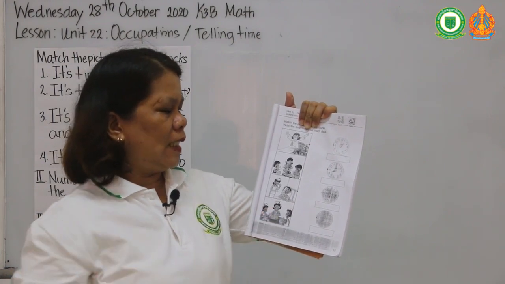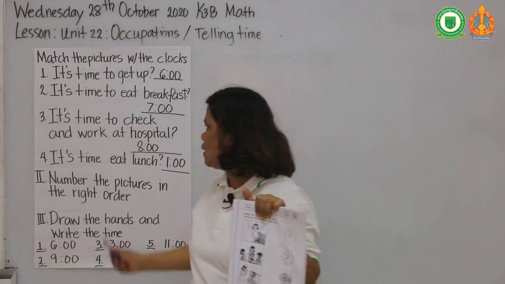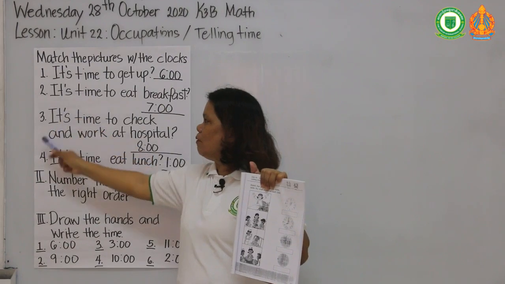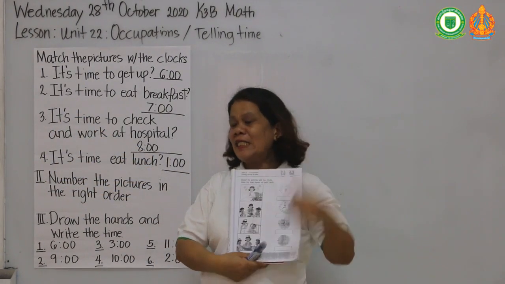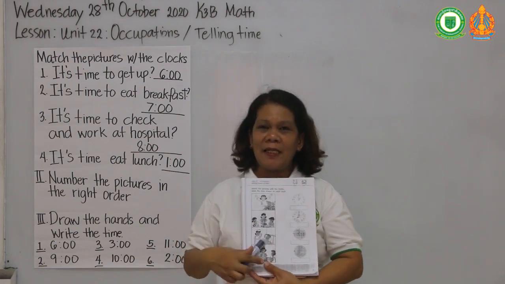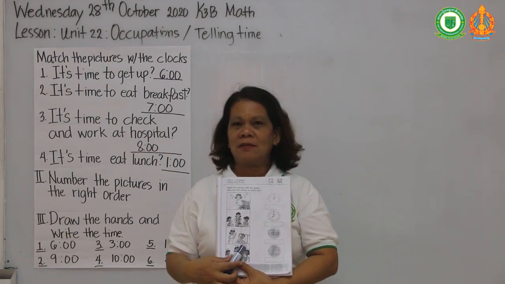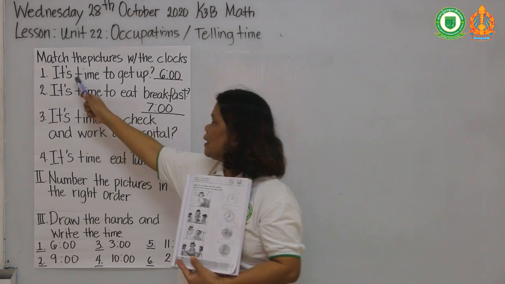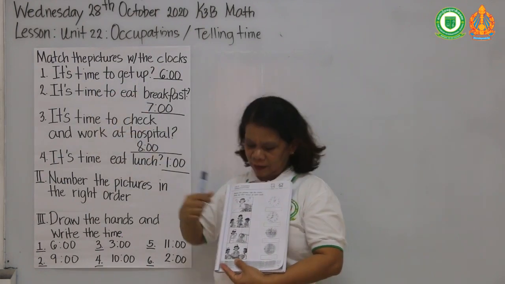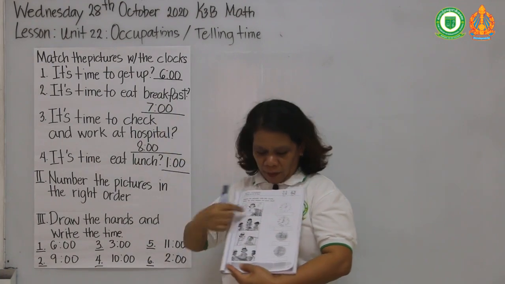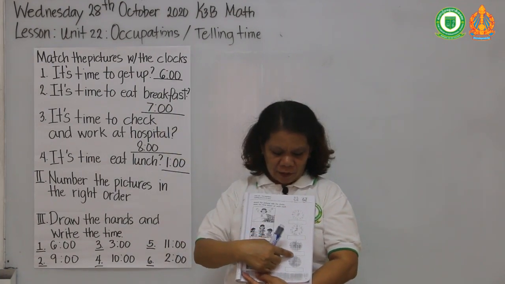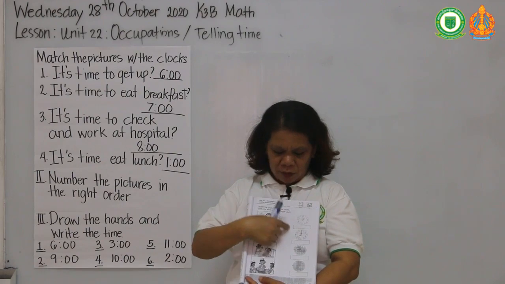Okay, so I wrote some sentences here, 1, 2, 3, 4. So just find the time and try to match. Okay? Number 1, it's time to get up. It's 6 o'clock. You get up at 6 o'clock. You're going to find where is the 6 o'clock here. You're going to draw a line.